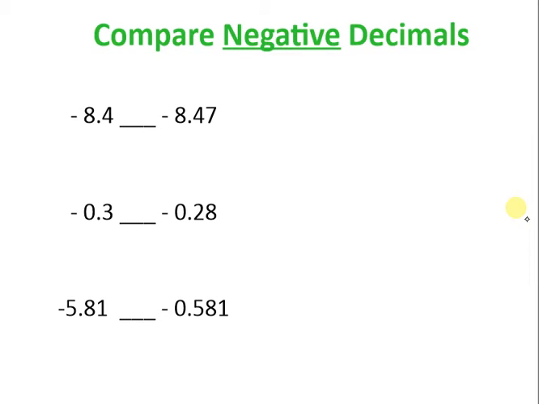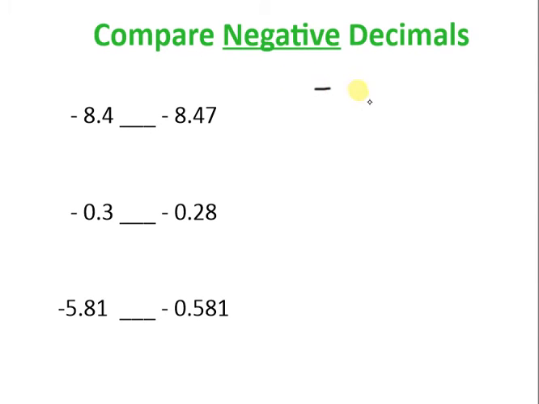Alrighty. Now, as we are comparing decimals, we need to remember that we also need to compare some negative decimals. And just like when we compare negative numbers, it's sort of like the opposite. So the bigger negative number is really the smaller number. So let's do some practice with that. We're going to line them up the same way.